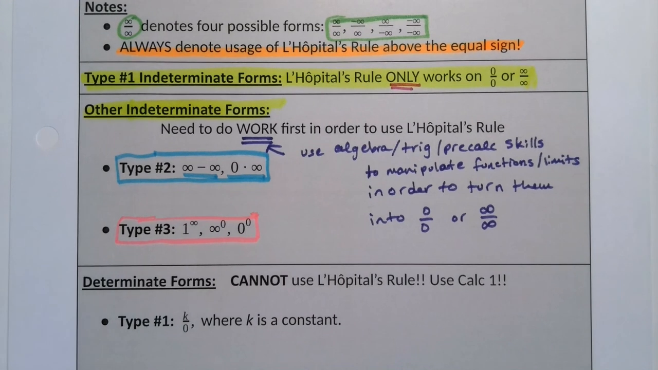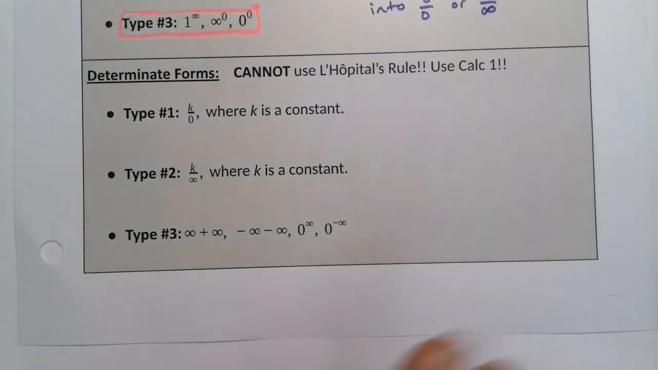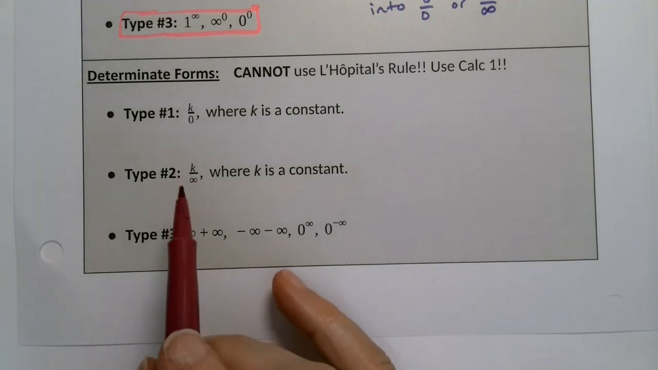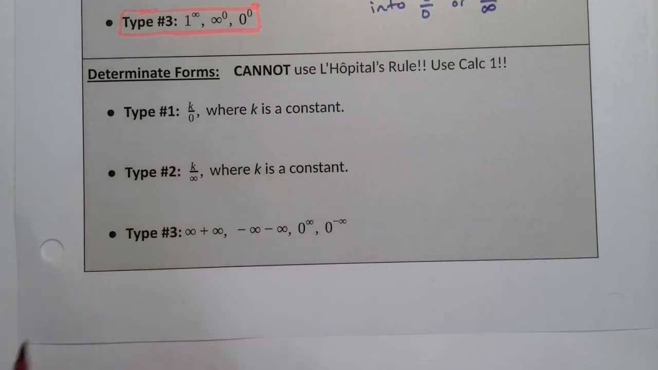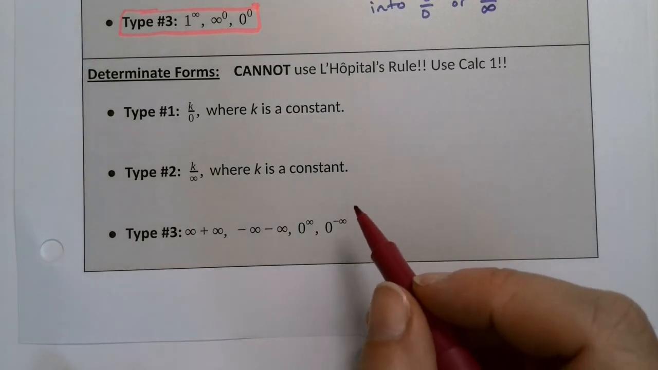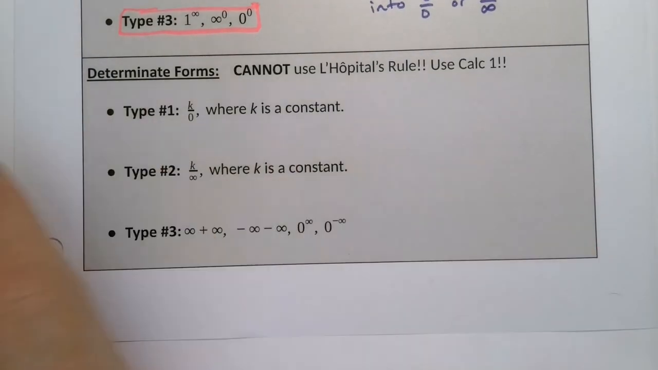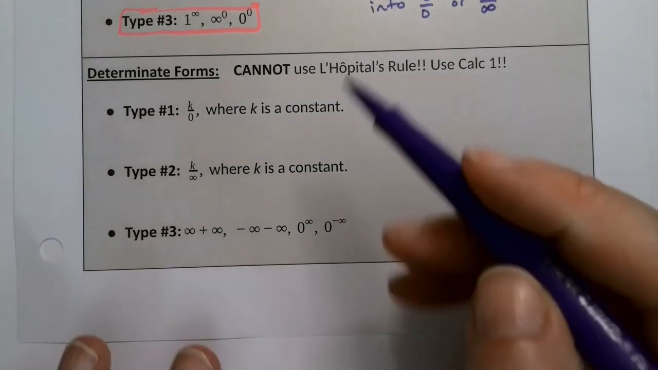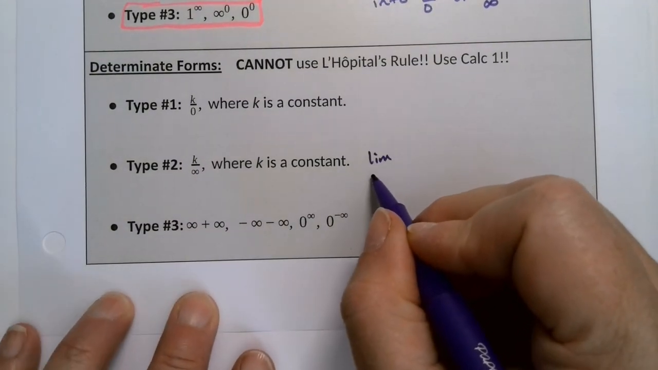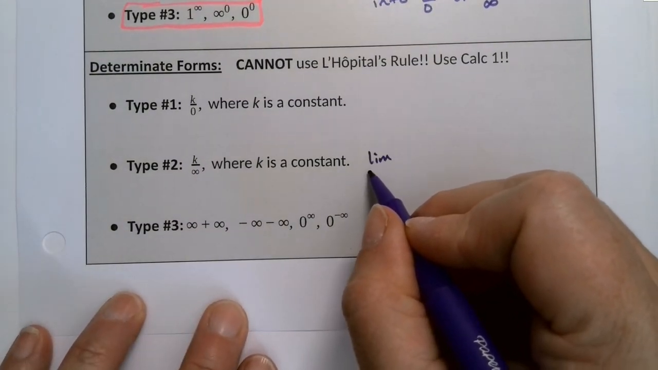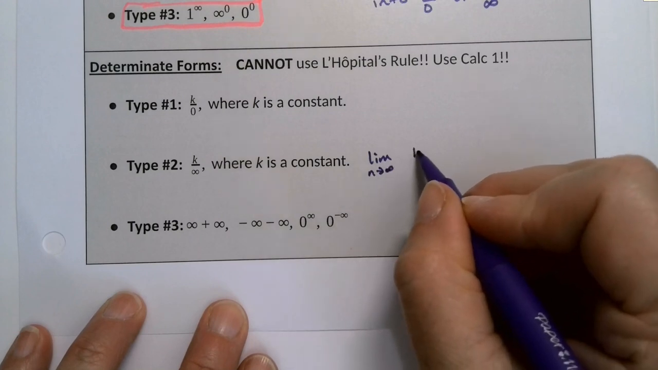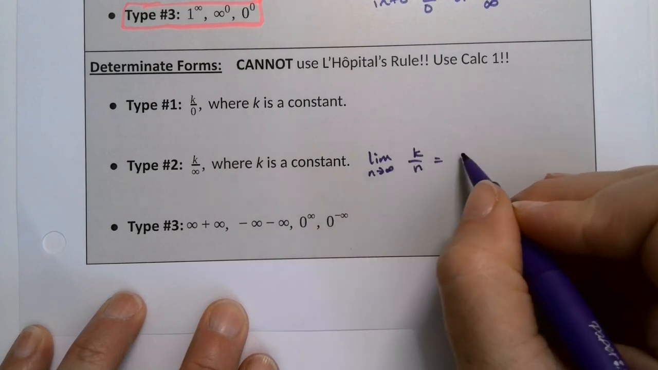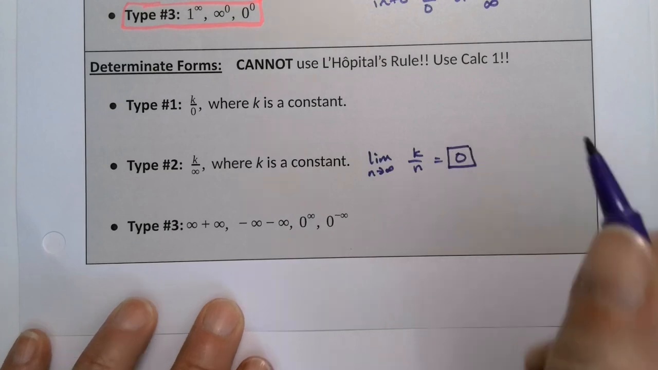All right, and then last but not least, just a reminder, these 3 types are not indeterminate. We actually know what these are. So we already mentioned this one. This was on a note on a previous page. If you have k divided by infinity, where k is a constant, that would be 0, right? So there's no question about it. It just is. So this is the limit as, I don't know, n goes to infinity of k over n is in fact 0. Period. No problem.